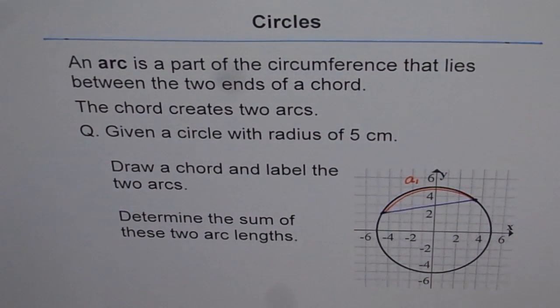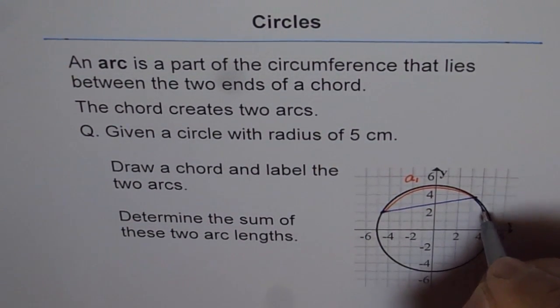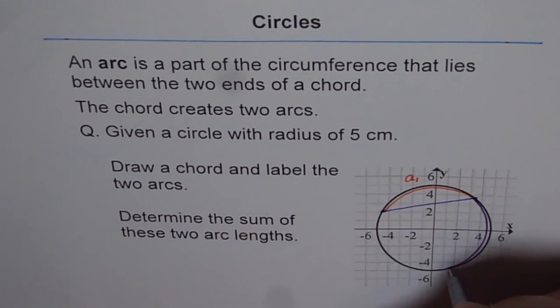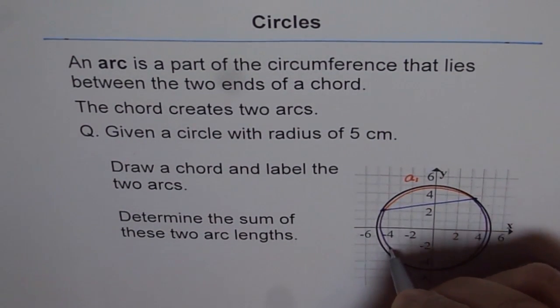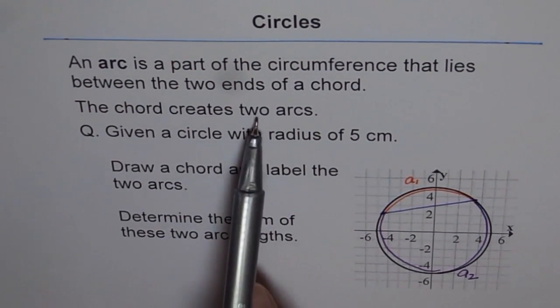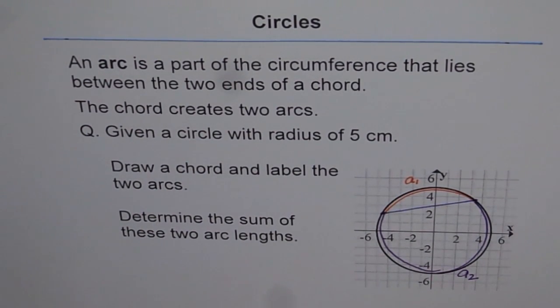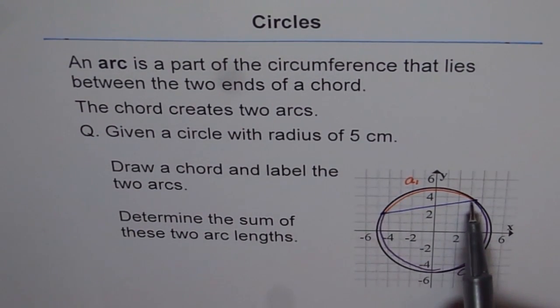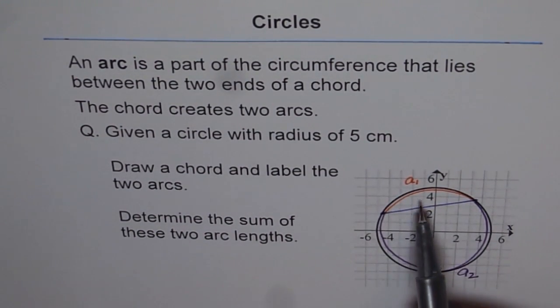On the other side also, we have an arc, right? So this is the other arc, the other part of the circumference. Let me call this A2, correct? So a chord creates two arcs. That is an important thing to understand: every chord in a circle gives rise to two arcs, one on either side.